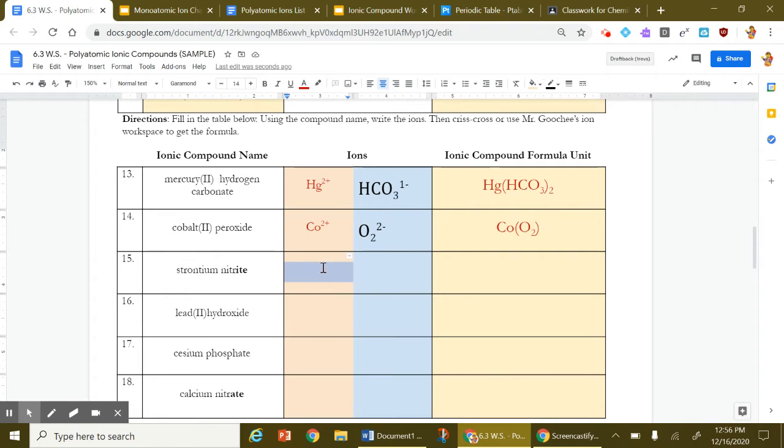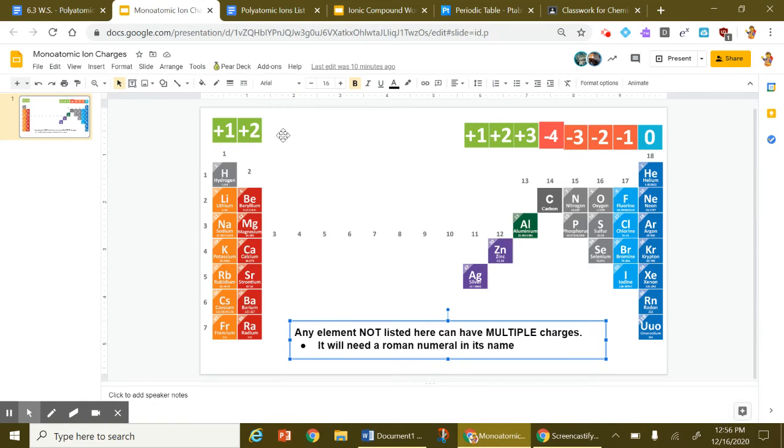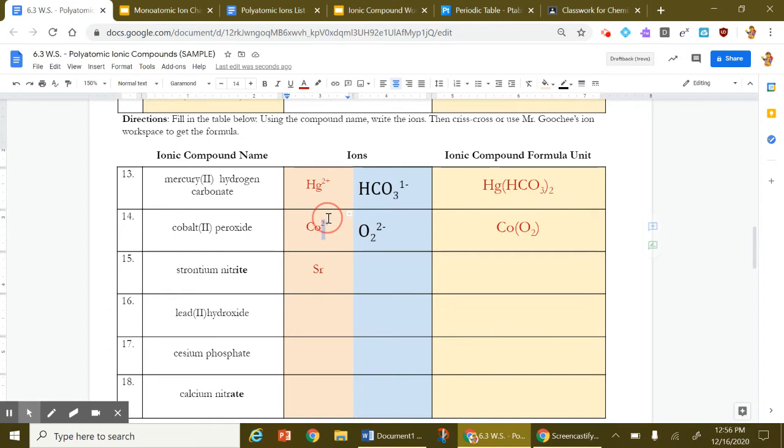Next up is strontium nitrate. Now, strontium is symbol Sr. What is the charge on a strontium? Sr, strontium, 2 plus. So strontium is 2 plus. Okay, great.